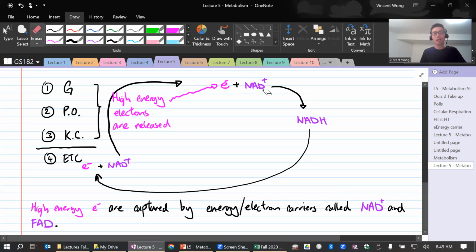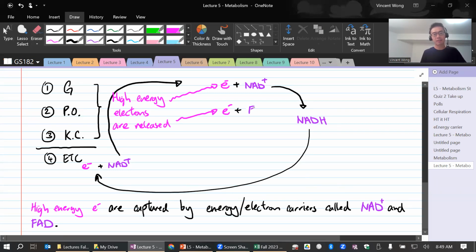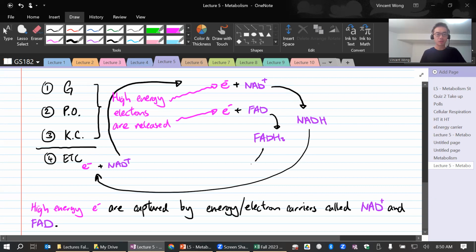Okay, but that's not the only option. Right? You can release electrons, and I have another carrier. Instead of the NAD plus, you can have FAD. And then the FAD is going to become FADH2. But same thing though. It's going to drive it all the way to the ETC. It will let the electron off, and it will be empty once again. And then it will be available to go back and pick up more electrons.